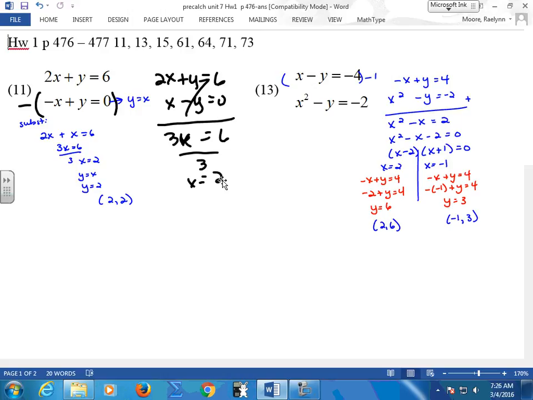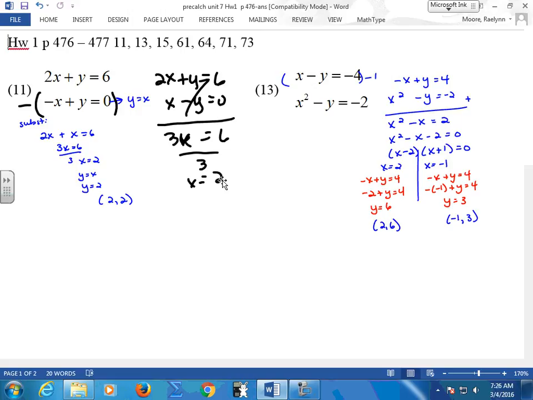Okay, so on this one, and again, pay attention, this is a parabola and a line. A parabola and a line, you can get 2 solutions, 1 solution, or none. So when you come up with 2, that's perfectly normal. If you have 2 lines, you can only get 1 or none. So focus on what kind of functions you have.